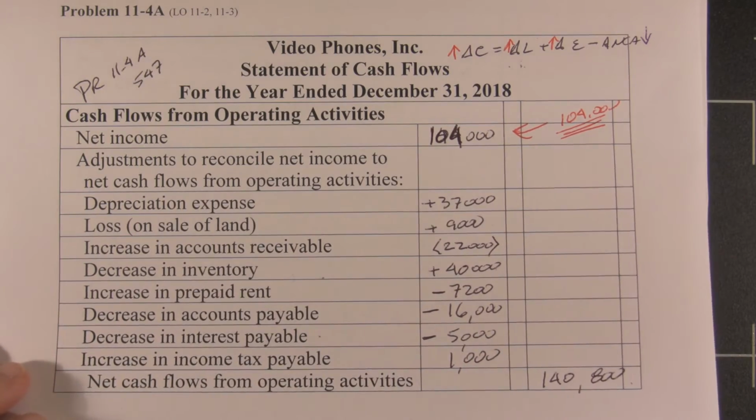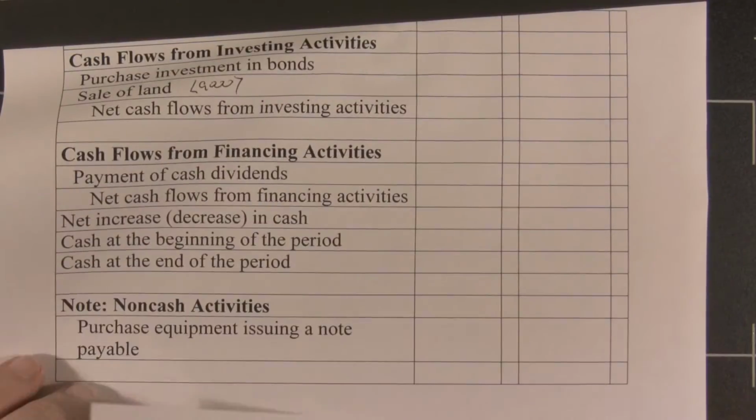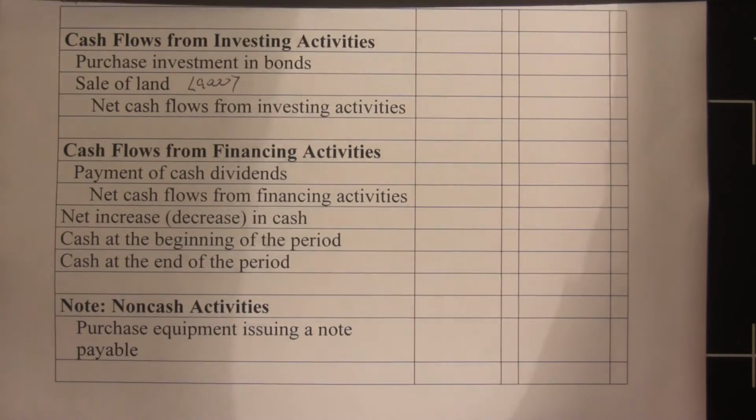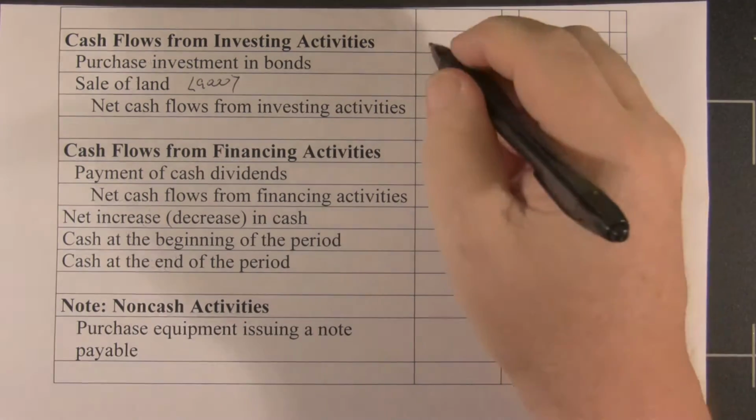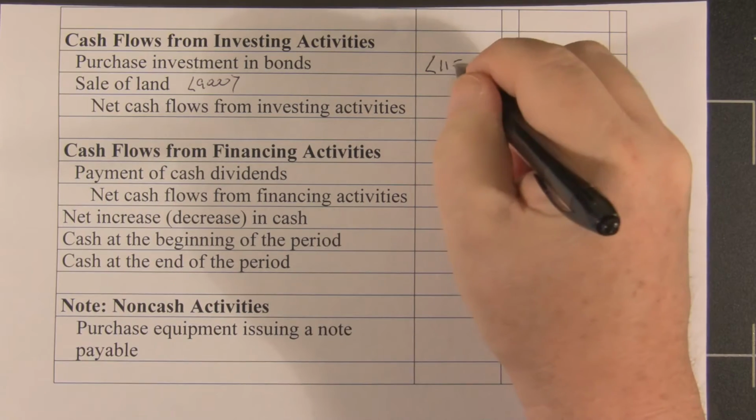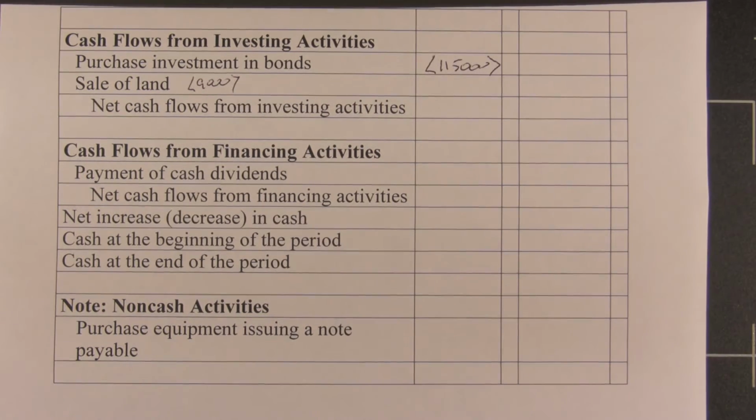But stand by, sports fans, we're not done yet. We still have the investing and financing section that we have to deal with. It tells us that we purchased investment in bonds. An investment in bonds means you're buying bonds of another company. These are not our bonds. If they were our bonds, it would be down here in financing. These are bonds from someone else. We bought $115,000 of bonds from someone else. So that's a use of cash. Our cash went down $115,000.